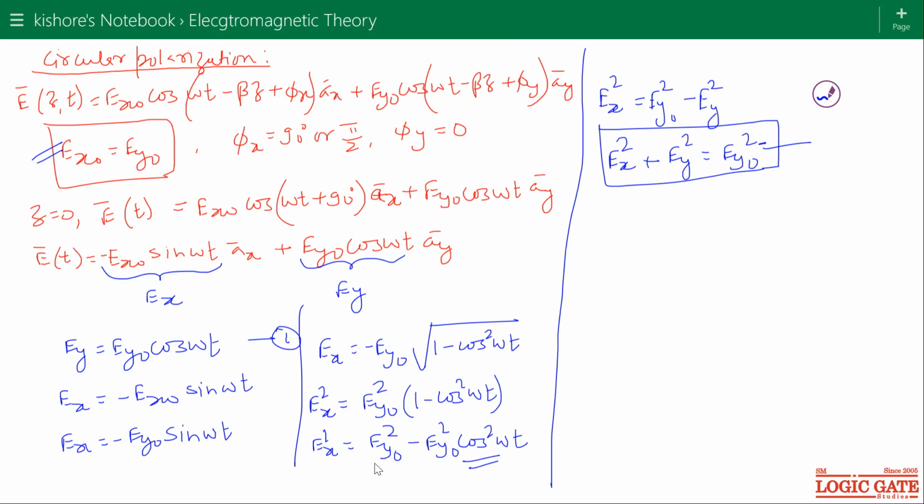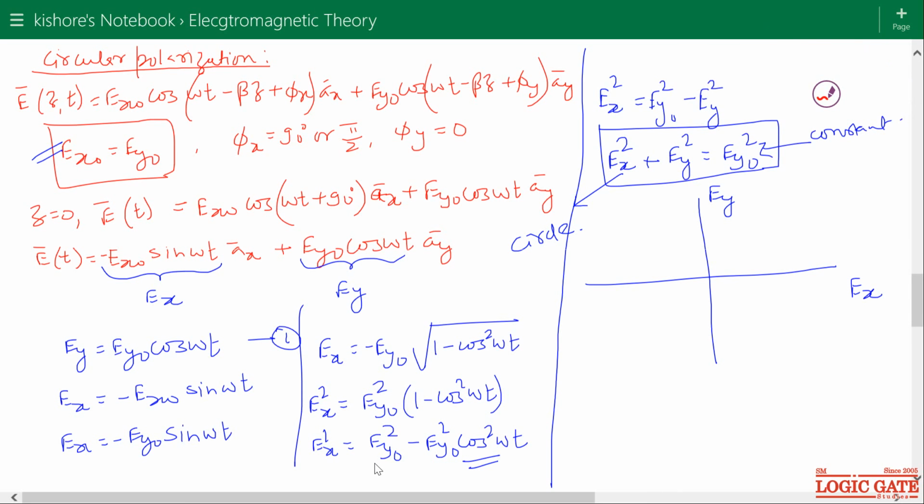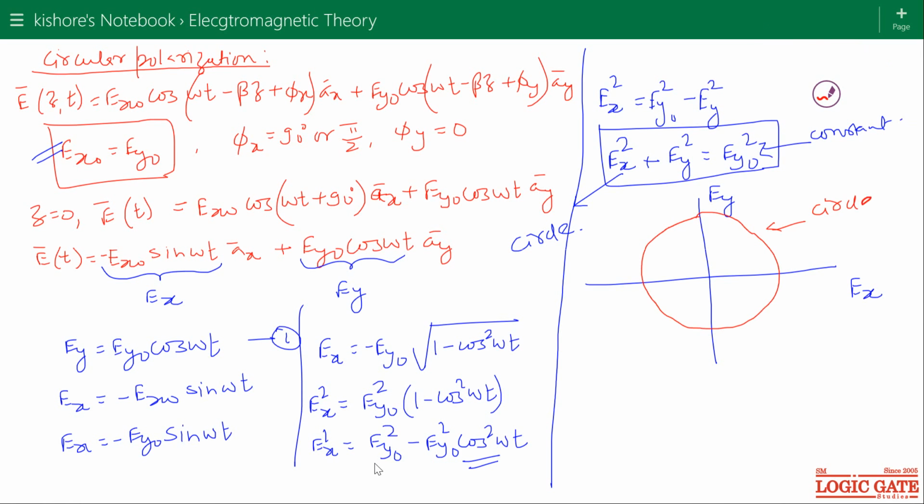Now this Ey0 is constant. So if I put Ex along the x-axis and Ey along the y-axis, then this is the equation of a circle. So the resultant of amplitude will be a circle. Here the radius of the circle is Ey0. So this wave will be a circularly polarized wave.